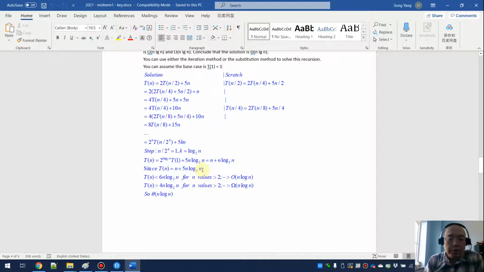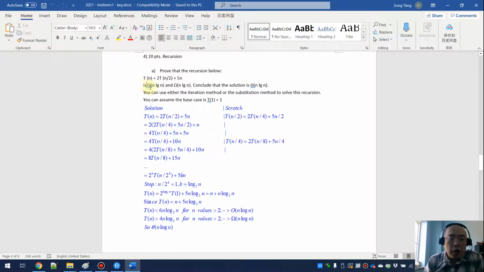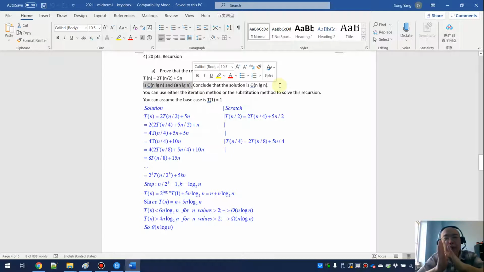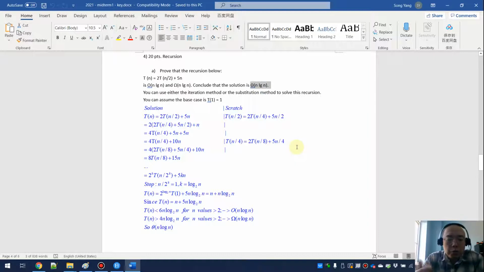Okay, so this is a non-recursive version of T(n), but our work is not finished. I also ask you to prove that this is O(n log n) and that this is Omega(n log n). So eventually, putting that information together, we are able to prove that it is Theta(n log n). So how do you prove that?